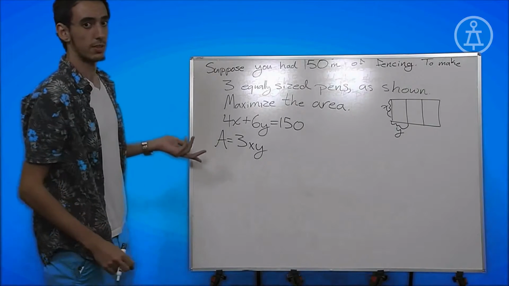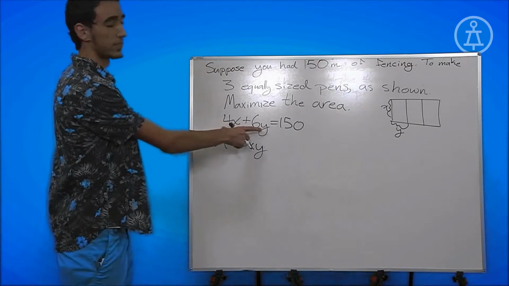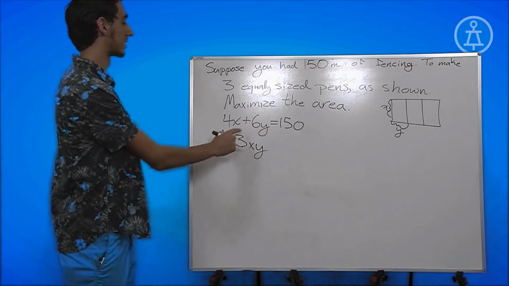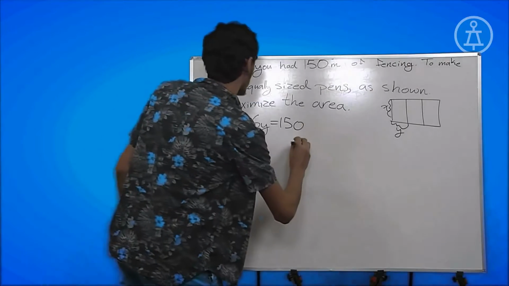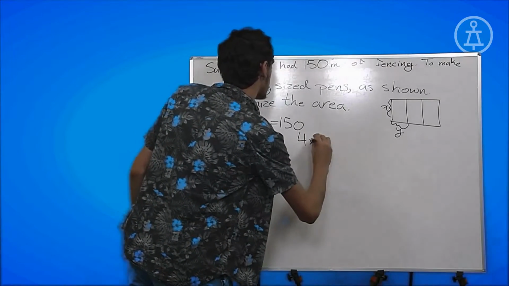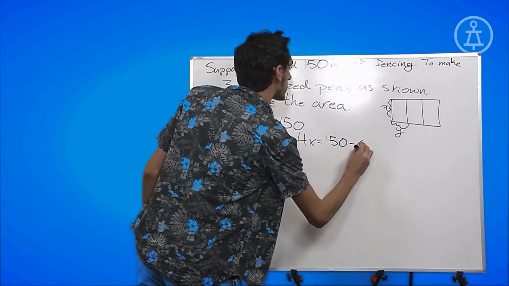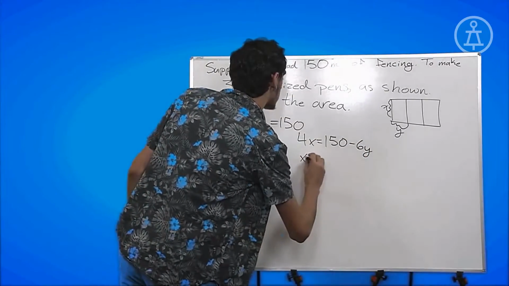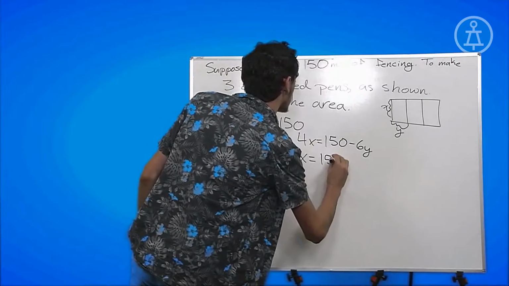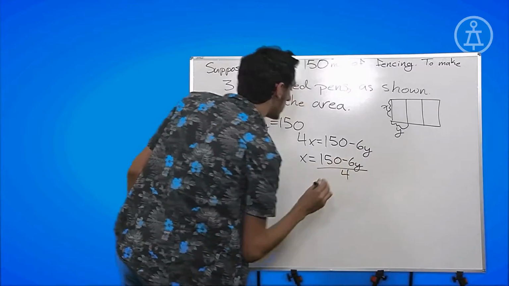So we're going to have to take the derivative of it eventually. But we have 2 variables here. So what I'm going to do is the same thing that we did in the last problem and simplify for x. So let's solve for x. We're going to get 4x equals 150 minus 6y. And I'm going to divide that by 4. So x equals 150 minus 6y all over 4.